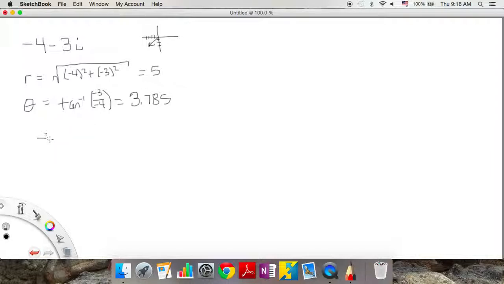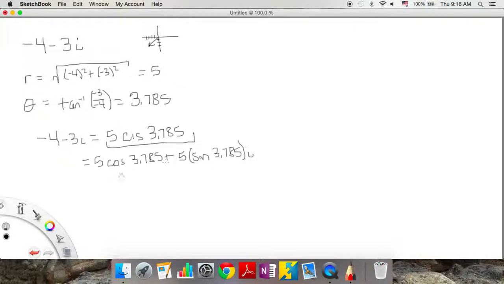So the way we would write this is negative 4 minus 3i equals r times cis of theta, which is the same thing as r cosine of theta plus r sine theta, and then i. So this is the shorthand notation for this. But this is the regular complex form, and this is the polar complex form.